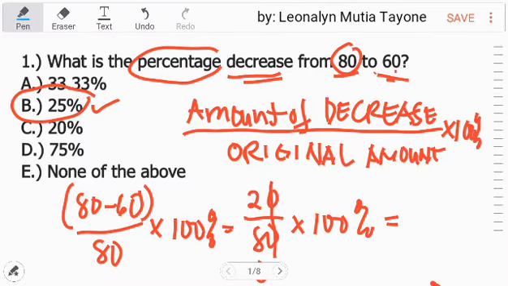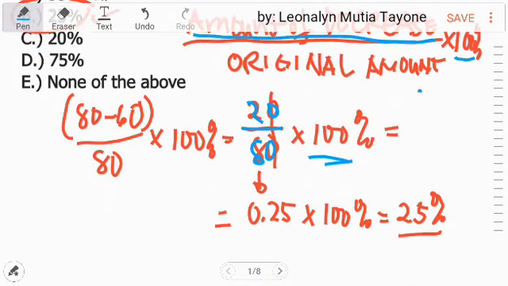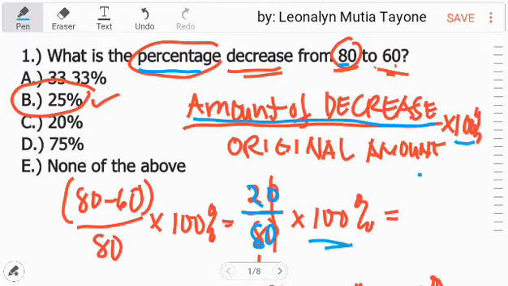Mag-recap lang tayo. What is the percentage decrease from 80 to 60? Ito lang tandaan natin. Amount of decrease over original amount, i-multiply mo ng 100%. So, ang difference nito ay 20, yung original price, original amount ay 80. So, 20 divided by 80, that is 0.25 or 1/4. So, 0.25 times 100%, that is 25%. Kaya letter B ang sagot dito, 25%.